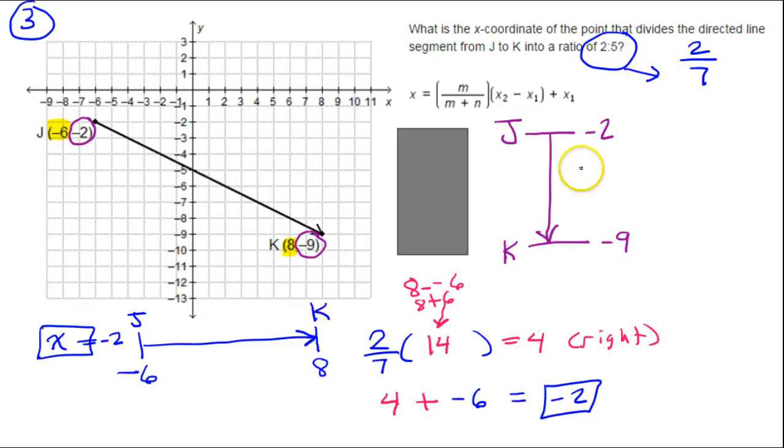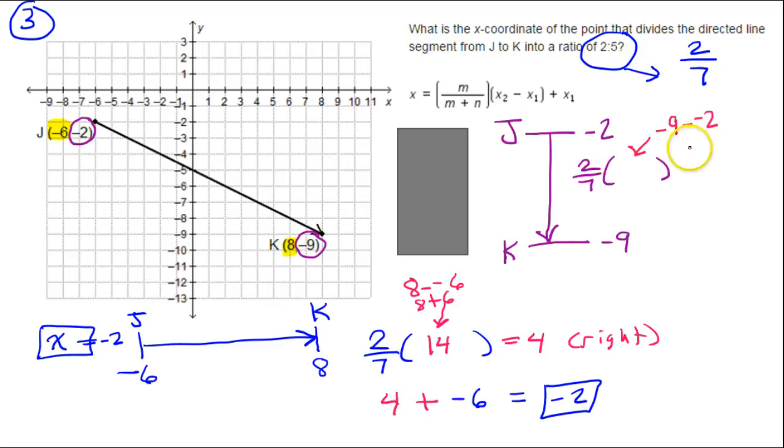To answer the first question, how far do I go, I need to go, again, 2/7 of the total. I'm using my fraction, 2/7 of the total. How do I find the total? You do the second one minus the first one. So we're going to do negative 9 minus negative 2.